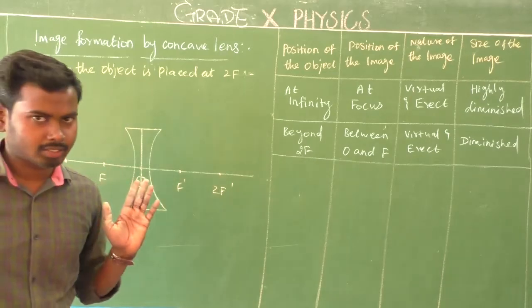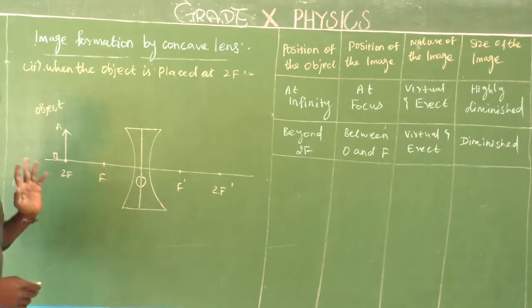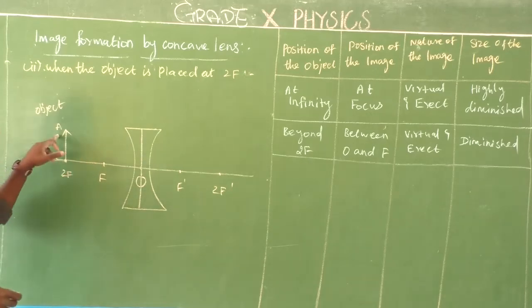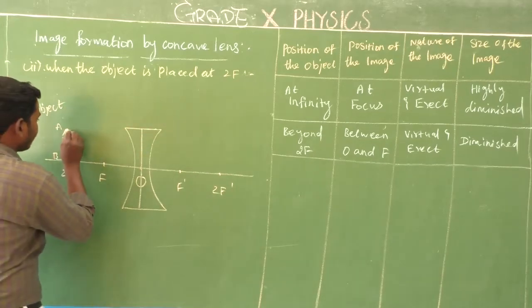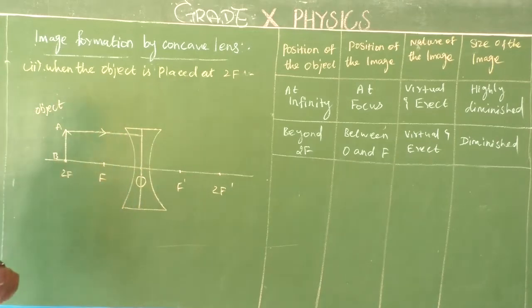Is it clear? So light rays are coming from an object placed at 2f. So many light rays are coming out. I am going to consider just 2 rays. So first ray, consider the first ray which is coming from the top of the object. Look at here. So this is the incident ray. Am I right?